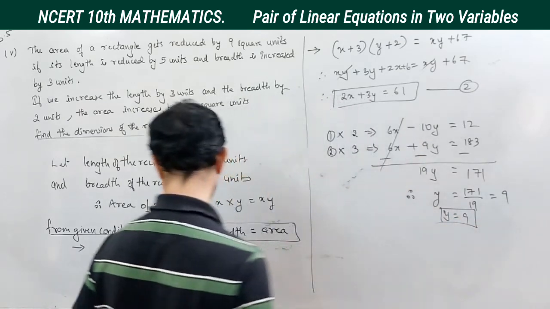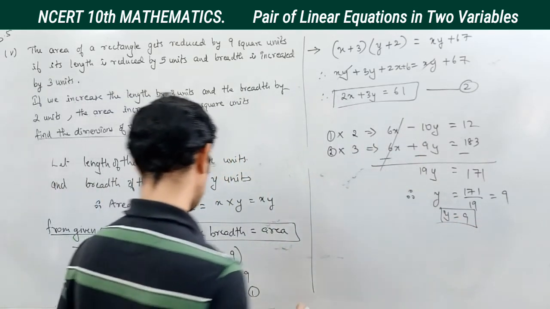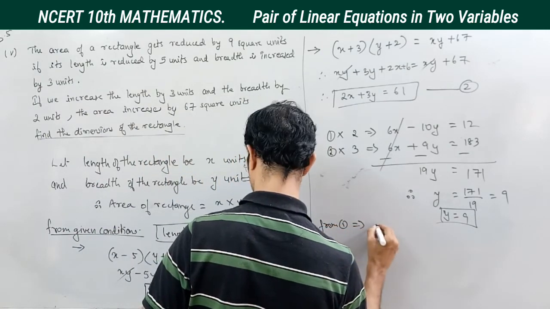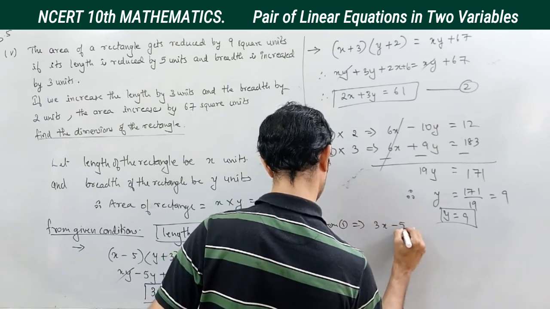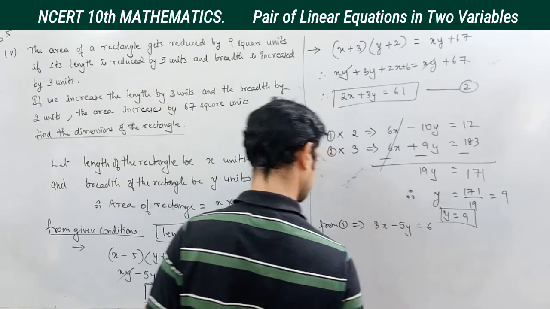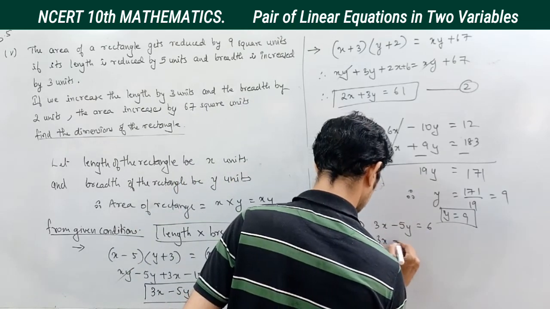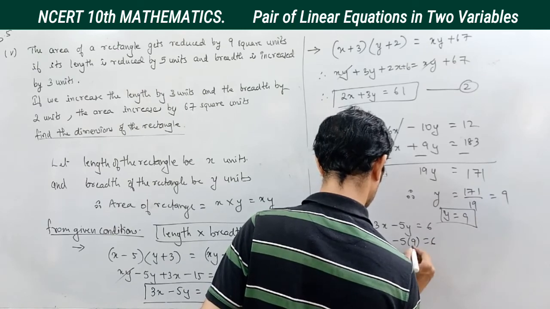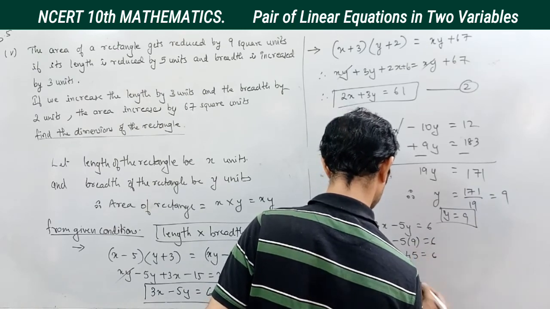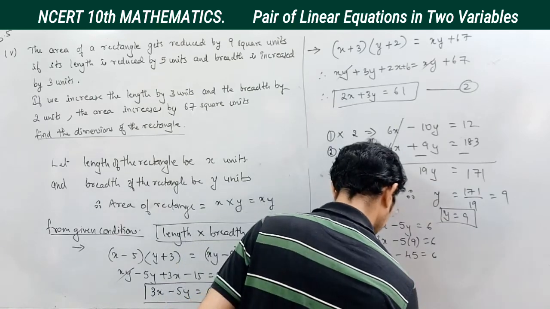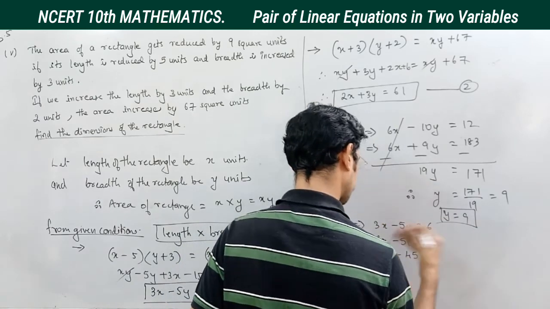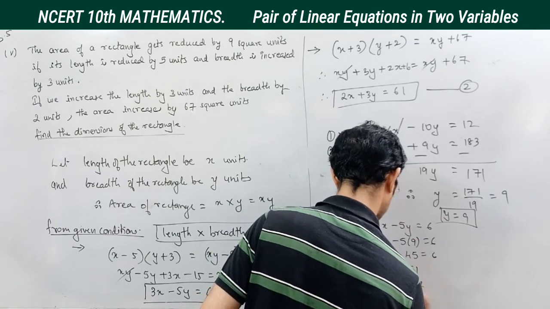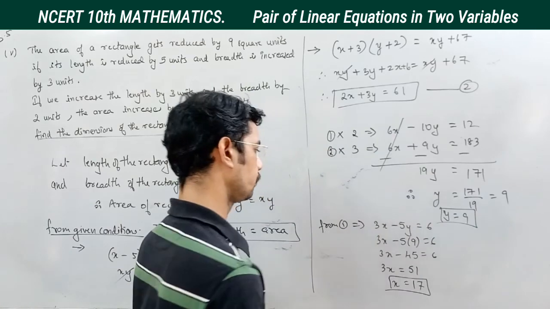Let us put the value of y in any one of the equations. From equation 1 we have 3x minus 5y equal to 6. So 3x minus 5 into 9 equal to 6. So it is 3x minus 45 equal to 6. So 3x equal to 45 plus 6, which becomes 51. So x is equal to 17. x equal to 17 and y equal to 9.